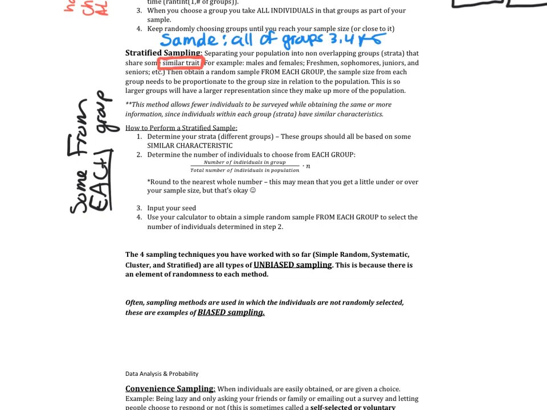So how to perform a stratified sample. First, you have to determine your groups. Your groups should all be based on some similar characteristic again. So let's say we have some guys over here, males over here.